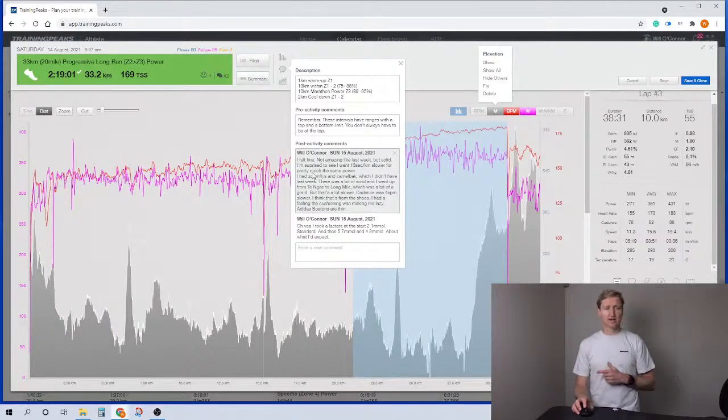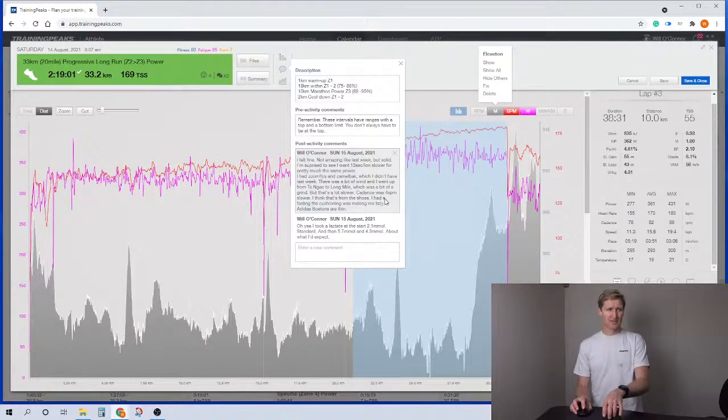Now, what the athlete has written: I felt fine, not amazing like last week, but solid. I'm surprised to see I went 13 seconds per K slower for pretty much the same power outputs. That's how much slower I went compared to doing the same session last week. I had the Zoom Flies and a CamelBak, which I didn't have last week. There's a bit of wind, and I went up from T9 to long miles, just a description of the course. But it was a bit of a grind. But that's a lot slower, my 13 seconds per K.